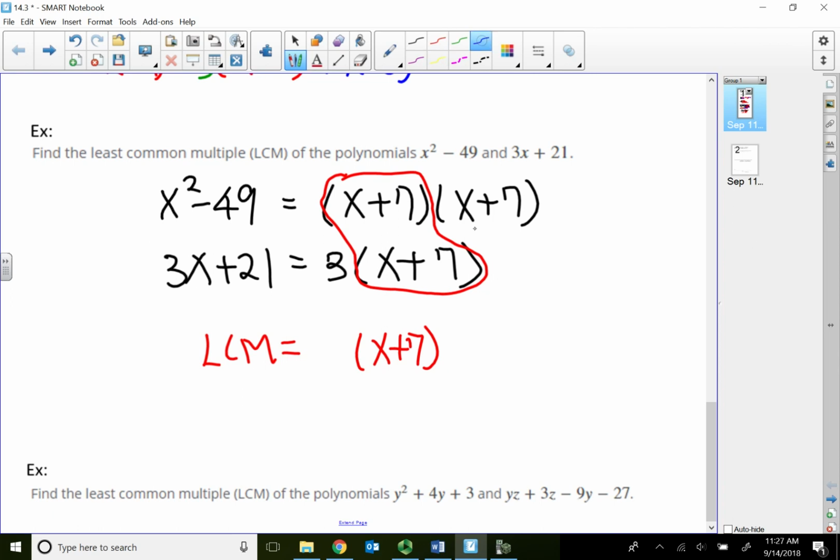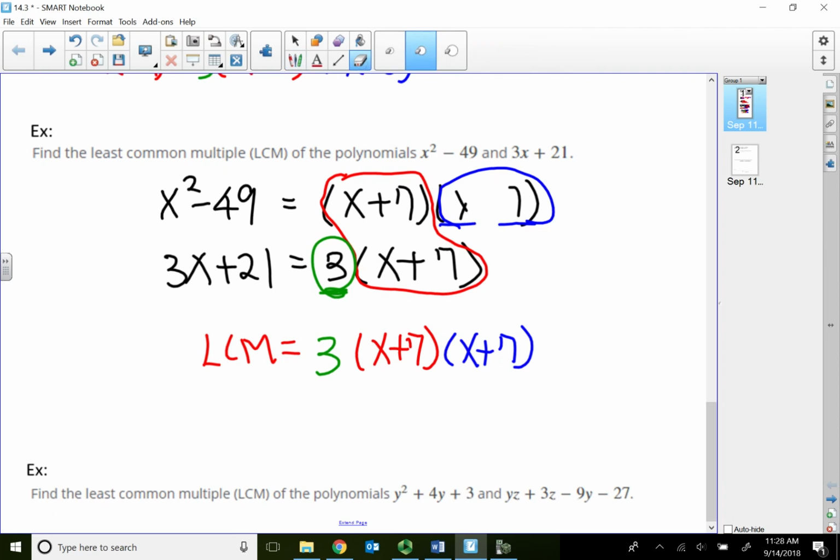This x plus 7 did not repeat with another x plus 7 down here, so we only count this one time. This 3 did not repeat with anybody up here from another polynomial, so we count that 3 one time. So this is my answer. My LCM, 3 times x plus 7 times x plus 7. Oh, I'm sorry. It's x minus 7. My bad. Difference of squares is plus 7 and minus 7. Sorry about that.